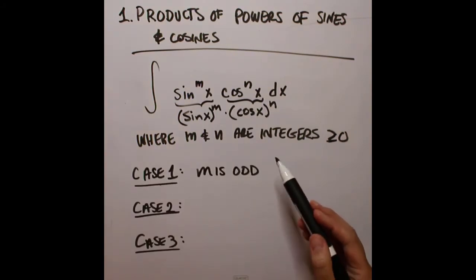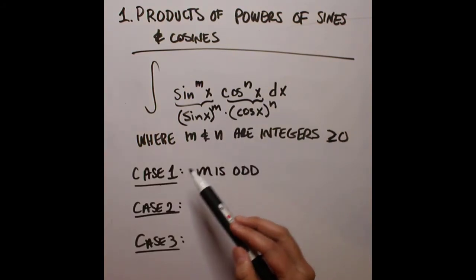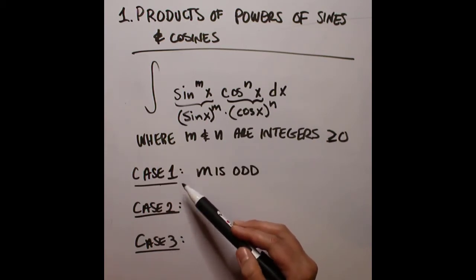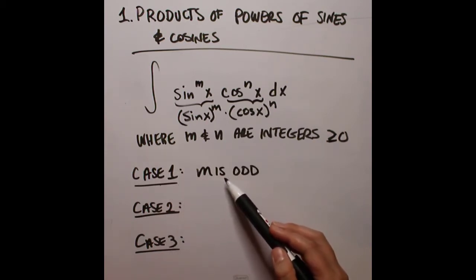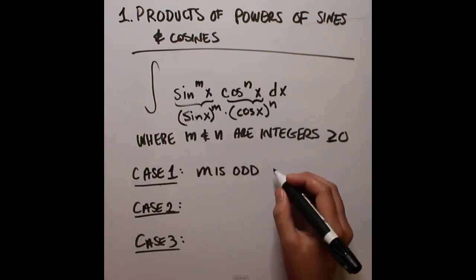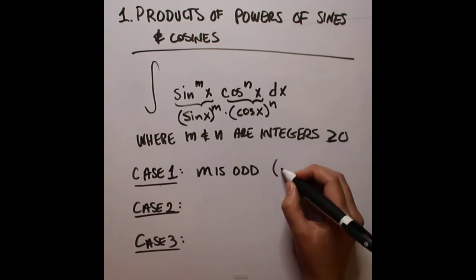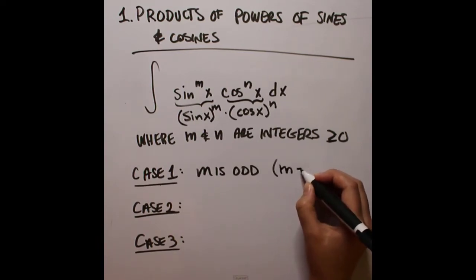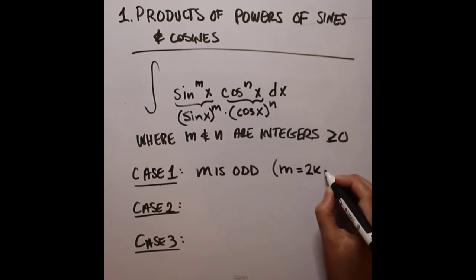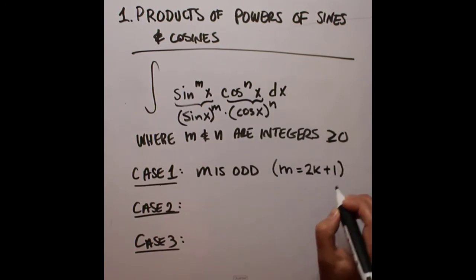Okay, so when we're dealing with powers of sines and cosines, we actually have 3 different cases we're going to go through, and I'll show you an example for each. Case 1 is when m is odd, so notice that's the power on sine. Now what's going to help us here is to think of how we can write an odd number. So if a number is odd, in this case m, you can rewrite it as 2k plus 1, where k is just some integer.